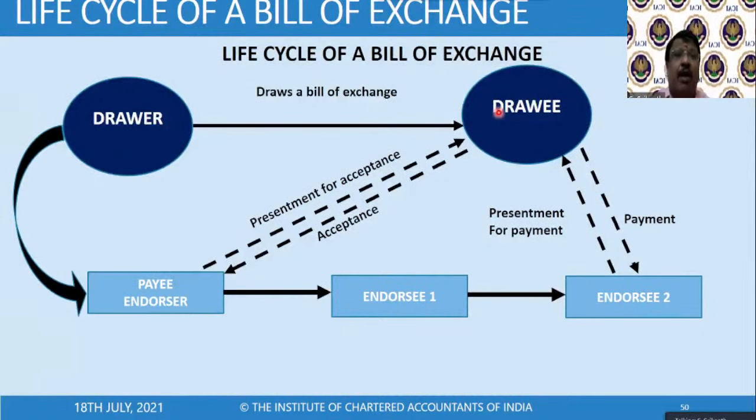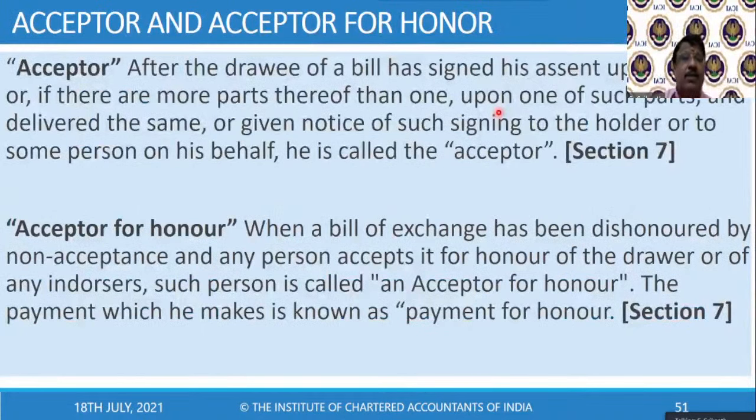The drawee can say, hey, I don't want to accept it, even without having any financial difficulty. Then who is in shame now? The drawer. So the acceptor for honor says, hey, I know that Seth in Ahmedabad. I know that guy. Bring it to me, I will accept it. So in Muscat, somebody signs it. He becomes the acceptor for honor. Subsequently, he may even pay. It becomes a payment for honor.